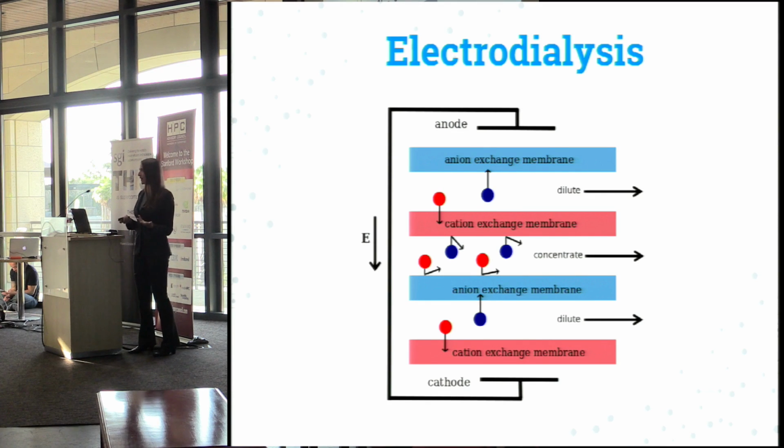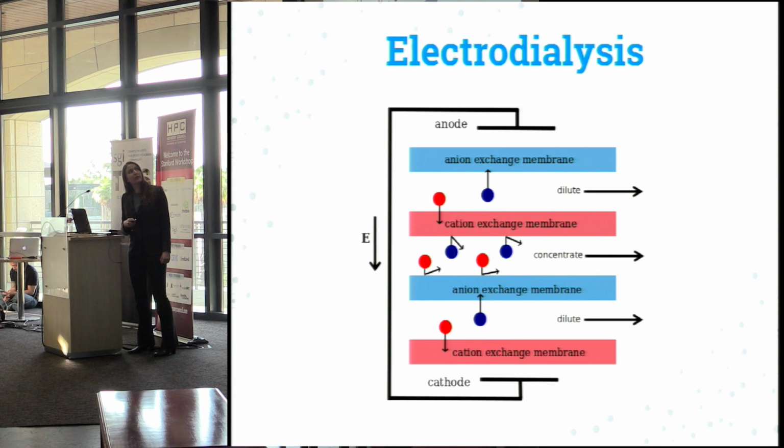So to give you an idea of how an electrodialysis system actually works, you have a stack of alternating anion exchange and cation exchange membranes. And in an actual system, you'd have a stack of about 100 or 200 of these. So in an anion exchange membrane, that basically means that only anions or negative ions can go through, and positive ions can only go through the cation exchange membrane. So if we're desalinating water, we have Na+, Cl-.